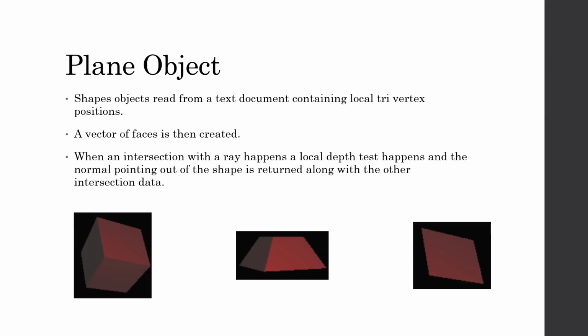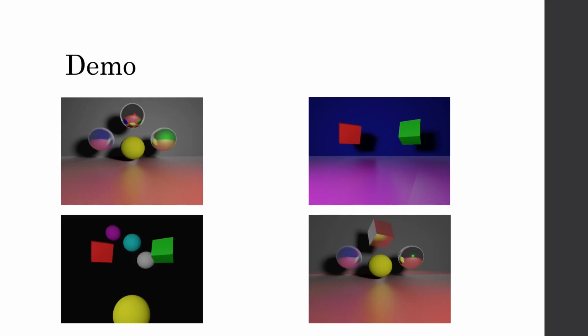The plane object takes in its local vertex positions from external text documents. It is also capable of doing local depth testing with ray intersection. This allows a wide range of 3D objects to be added easily to my ray tracer just by adding more text documents. Here are some demo scenes that I generated using my ray tracer.